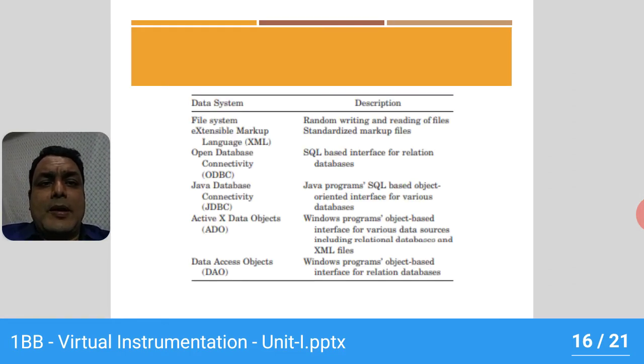So this is nothing but what are the different database management systems which are available in the scenario: XML, ODBC, JDBC, ActiveX database, database access objects. So these are nothing but frequent database management systems which are available in our environments.